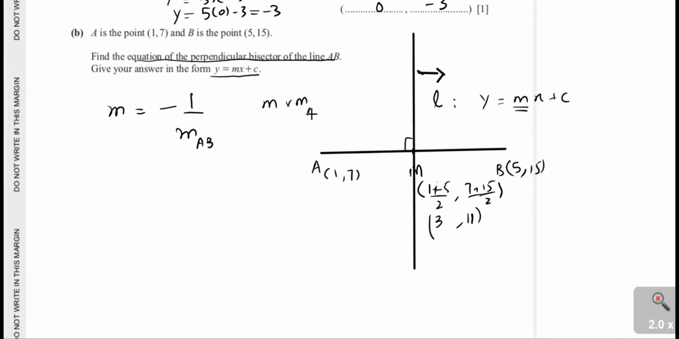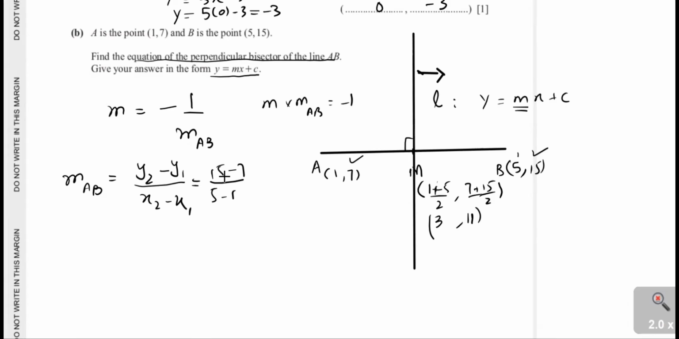Therefore, m times m of AB will be equal to negative 1. Therefore, m will be equal to negative 1 over m of AB. Now, firstly, we will calculate the gradient of line AB. You know the gradient of a line formula is y2 minus y1 over x2 minus x1. We write here the y coordinates of B and A, 15 minus 7, over the difference of x coordinates, 5 minus 1. This will be equal to 8 over 4, and this is 2.